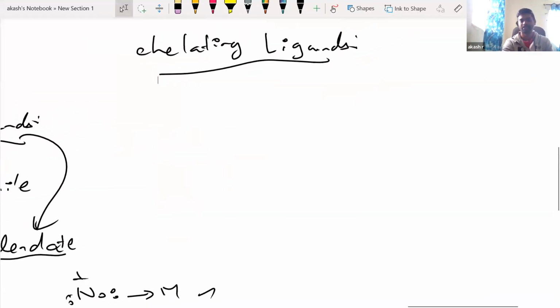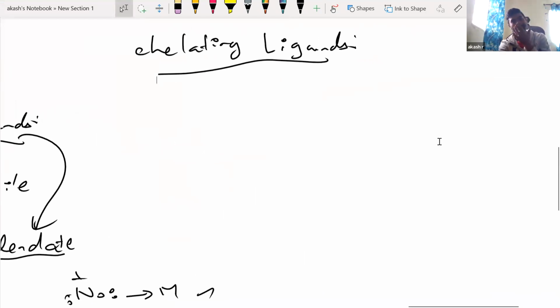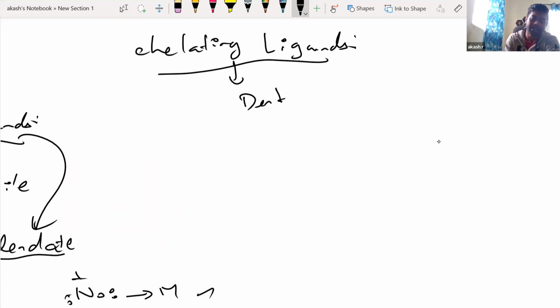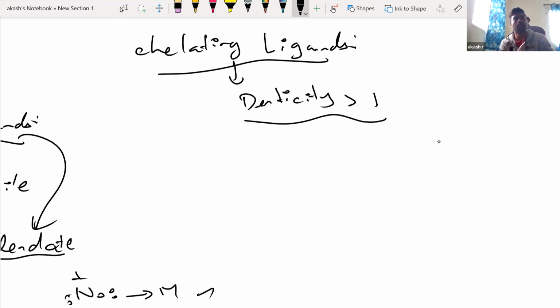So another class of ligand that we have is called chelating ligands. Chelating ligands are going to have denticity greater than 1. Now what do you mean by chelation? However you want to pronounce it, I think it's pronounced as chelation, like the H is silent.